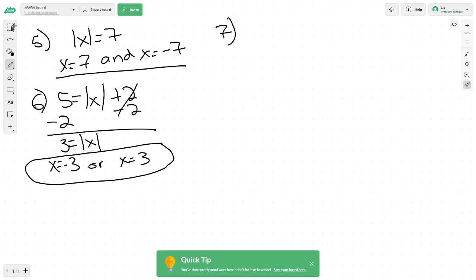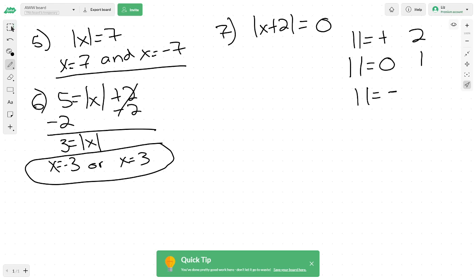Number 7, it asks us, how many solutions does this equation have? So we don't even need to solve it. We just need to figure out how many solutions it has. So remember, if an absolute value equals a positive number, there's 2 solutions. If an absolute value equals 0, there's 1 solution. And if an absolute value equals a negative number, there are no solutions. So in this case, there's 1 solution.